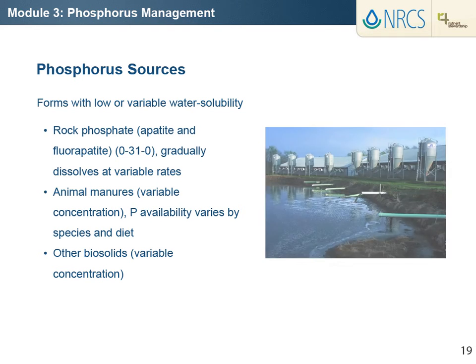Applying manure to cropland sometimes presents different management issues and options than those for phosphorus fertilizers. If manure is applied to meet crop nitrogen needs, more phosphorus may be applied than is necessary to meet crop requirements.